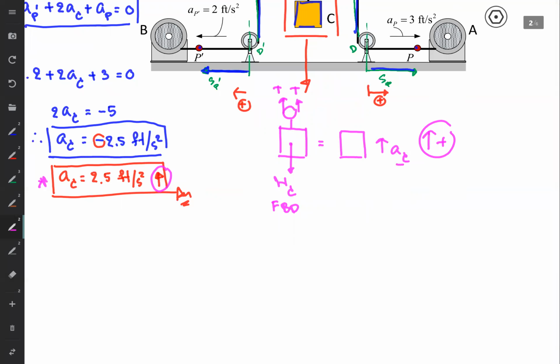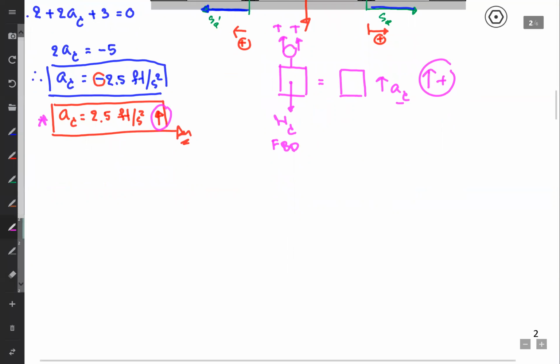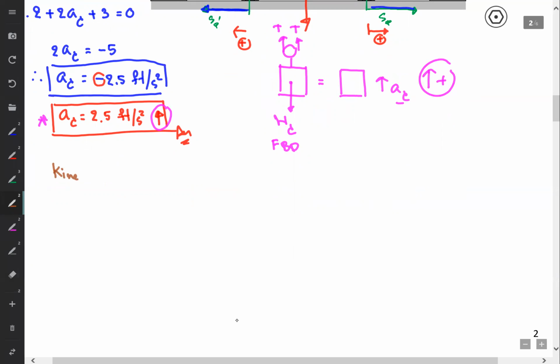So for the kinetics, we set up the sign convention that going up is positive, following the motion of the crate, which goes up, as we already found from the acceleration of the crate C. According to this, we form the equation of motion based on Newton's second law. We find that summation F equals MAC.